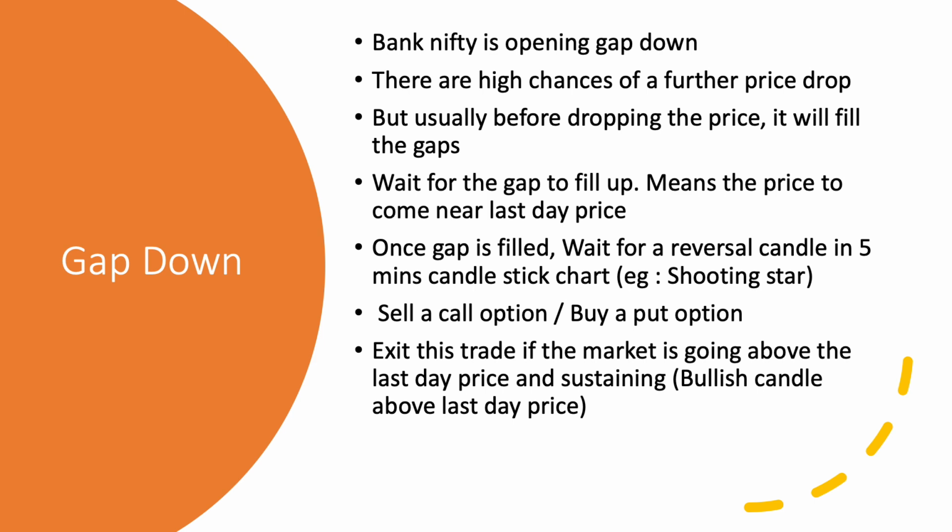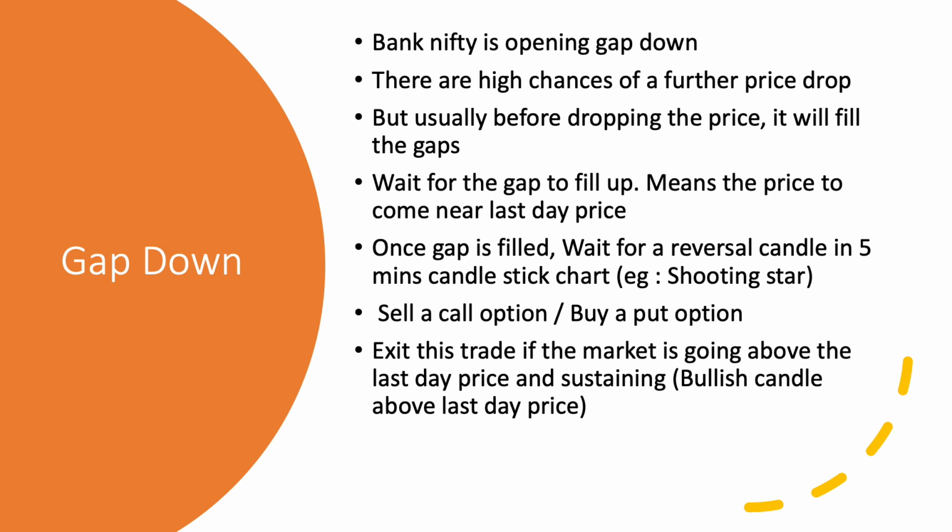But usually, before the further price drop, it will fill the gap. First it will fill the gap, then only it will go down. Usually that is the way Bank Nifty and Nifty are behaving. So we will wait for that gap to fill up. For example, if Bank Nifty was 43,300 and it gapped down to 43,200, then we will wait for Bank Nifty to come near around 43,300.